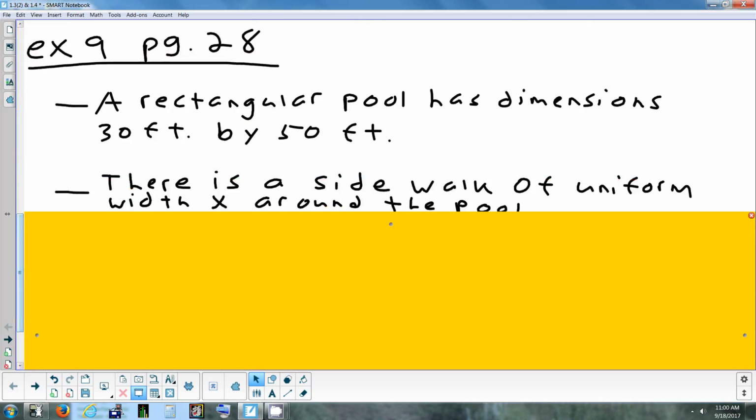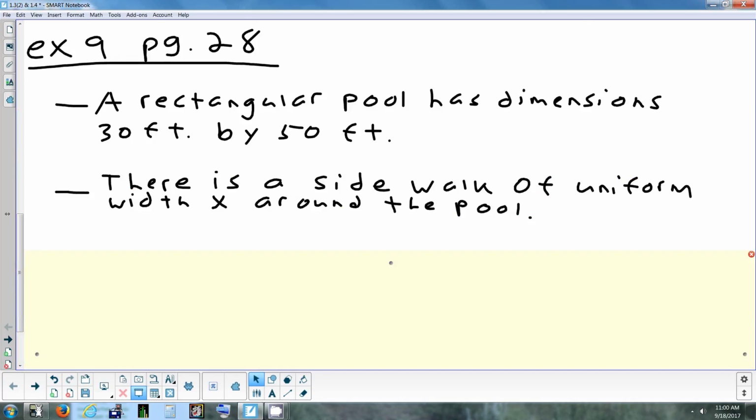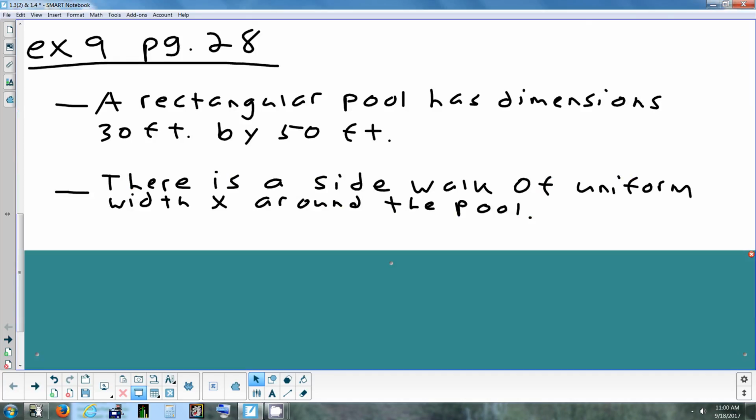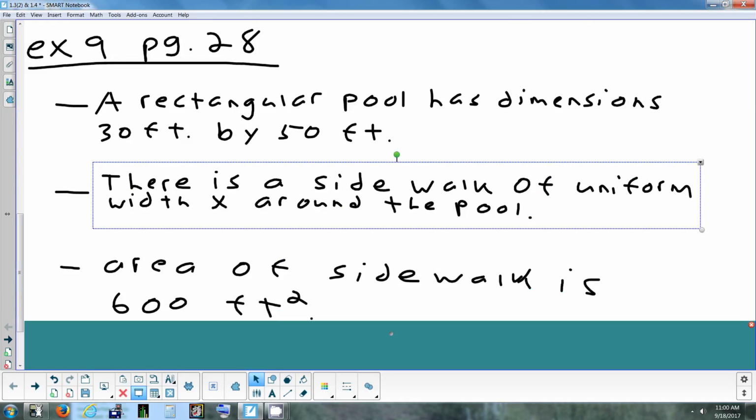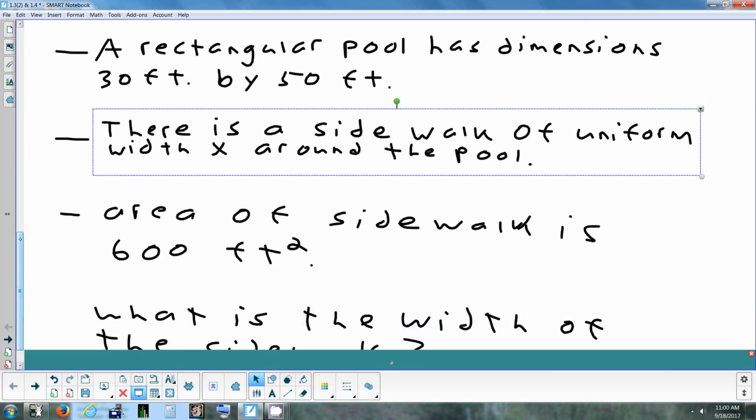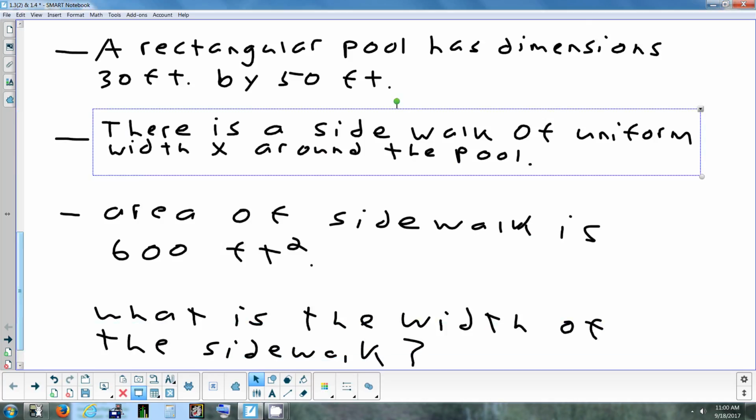All right, let's look at this question. Okay, so we have a rectangular pool. It gives us the dimensions. And around that pool, we're going to put a sidewalk or some kind of border around it. And it's going to be a uniform width, right, all the way around. We know that the area of this region around the pool is 600 square feet. What I want to figure out is, what does the width of the sidewalk have to be?